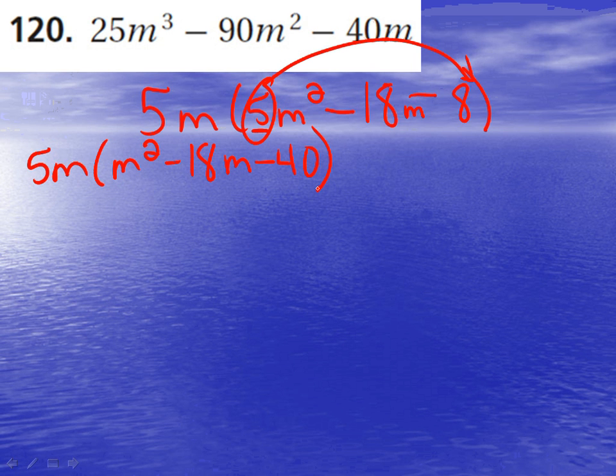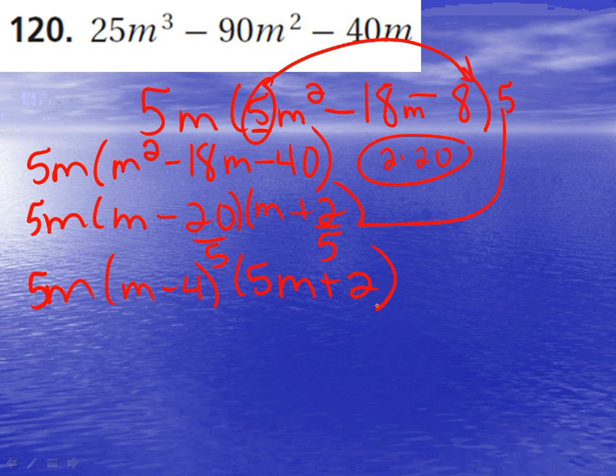Multiply to give me 40, add to give me 18. So you would just go 2 times 20, making a list. Oh yeah, that works. So that's 5m, m minus 20 to make it a negative 18, and m plus 2. Now I need to take the 5 that I slipped and slide it back under. That gives me 5m, m minus 4, and 5m plus 2.